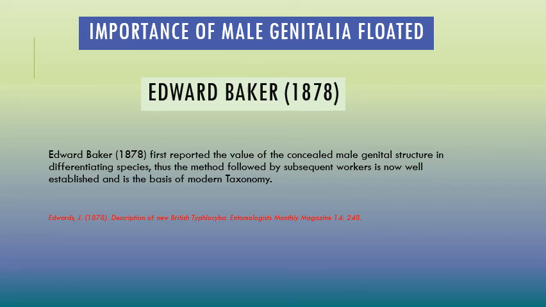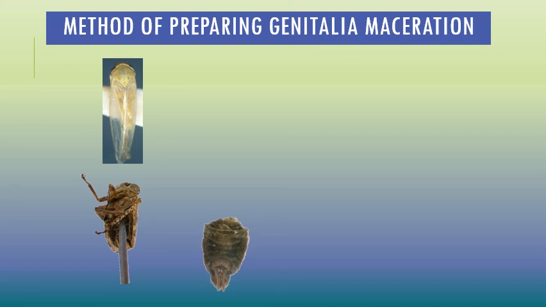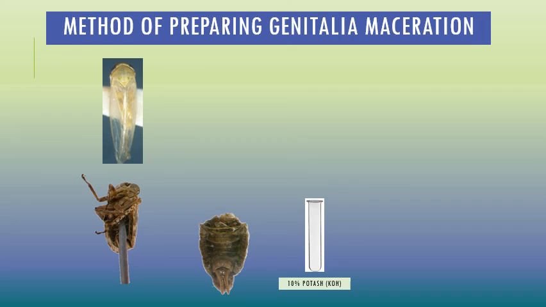Now the method of preparing genitalia is also known as maceration. It removes soft connective tissues and fat bodies and makes the specimen very clear to study under a microscope. Let's see what the procedure is. Take the specimen, remove the abdomen with the pin, and put the separated abdomen in a test tube containing 10% potash.